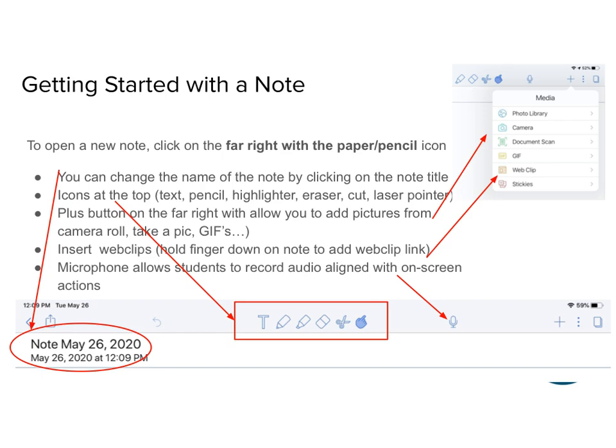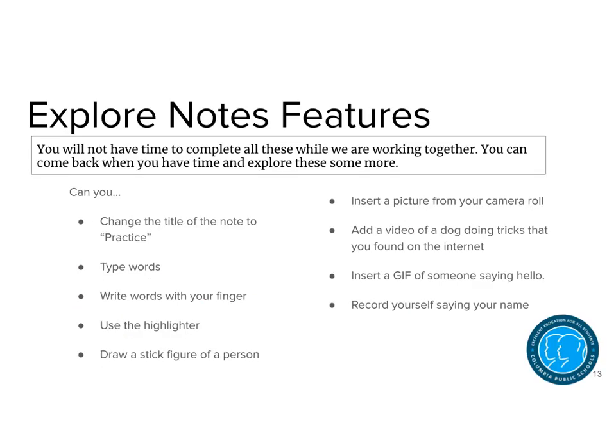If you push at the right hand spot, the add button will allow you to add pictures from your camera roll. You can take a pic, you can do those kinds of things that way. If you get down to the bottom, you can insert a web clip by holding your finger down on the web clip link. And the microphone will allow you to record audio aligned with your on-screen actions.